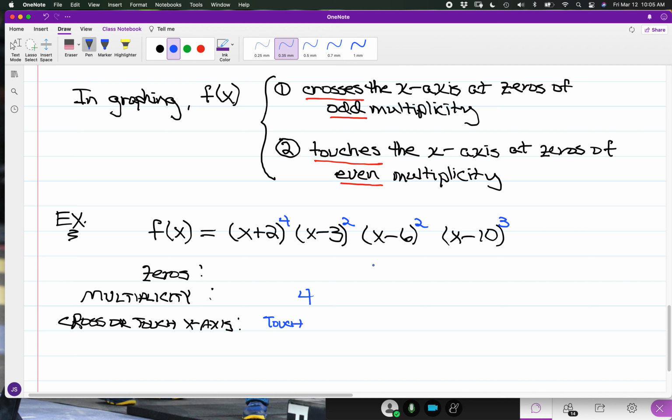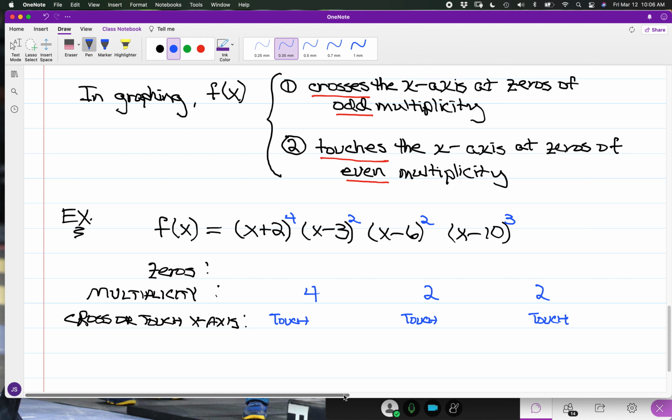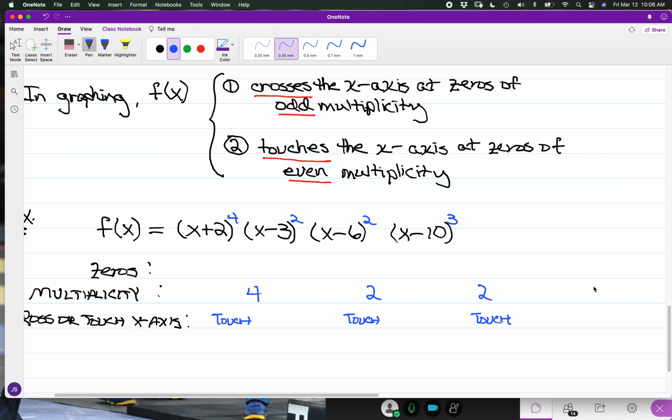And the next multiplicity is 2. 2 is an even value, so that's going to touch. The next multiplicity is also 2, so that location is going to touch. And with the third degree, you have 3 as the multiplicity. That is an odd value, so it's going to cross.